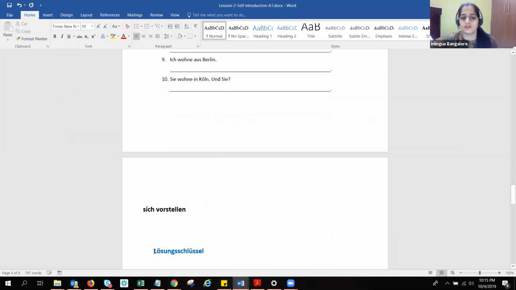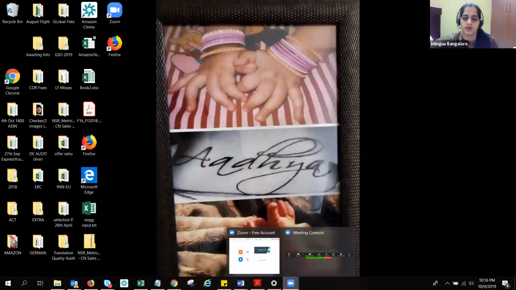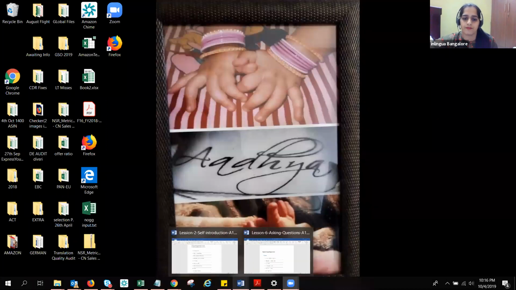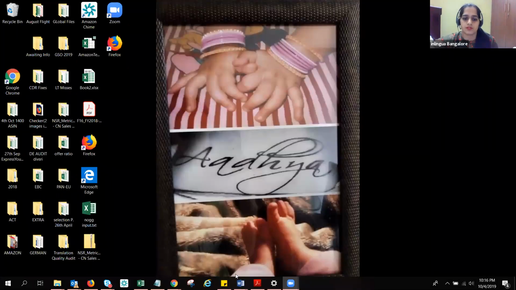Okay, so try these two exercises this weekend, and please don't look at the Lösungsschlüssel. Lösungsschlüssel is the solution key. So Lösung is solution and Schlüssel is key. So don't see it. Please try it yourself and then we will discuss it. Okay? Cool. So this is your homework. Now, we will do this later.